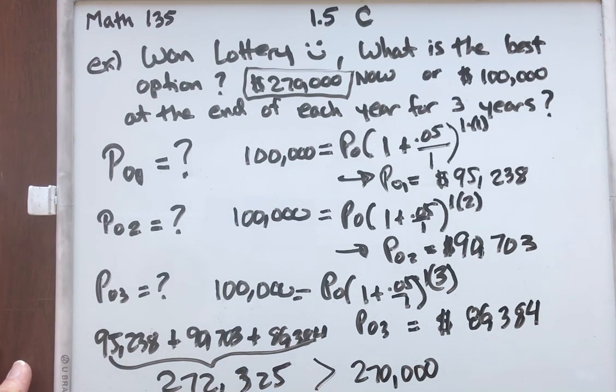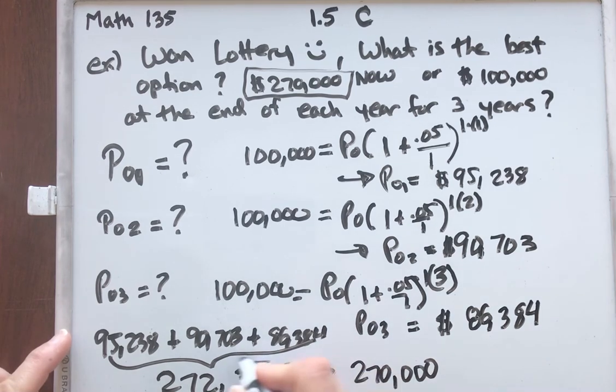So this is the present value of 3 installments. And this we have if we took it immediately. So which one would you do? Well, of course, which one's larger, right? So this one wins out.